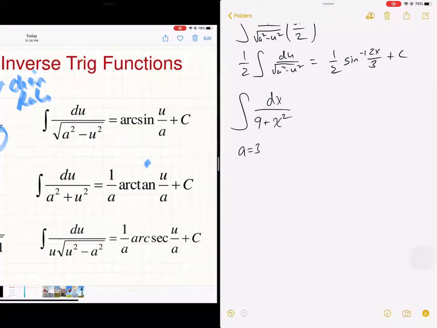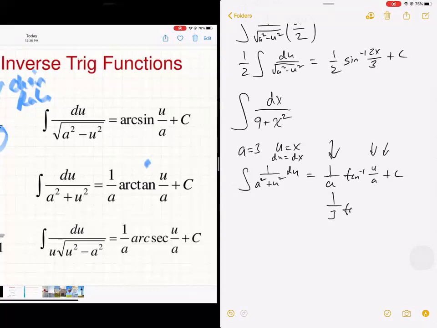If a was 3 and u was x, this could be replaced with the integral of 1 over 3 squared, which is a squared. Our x became u squared. And just to say this, the derivative of u is dx. So every time I see dx, I can write du instead. That's my straight identity: 1 over a arctan. Let's write it the other way. Let's use tan inverse of u over a plus c. Plugging in our u's and our a's, 1 over 3 tan inverse of x over 3 plus c.